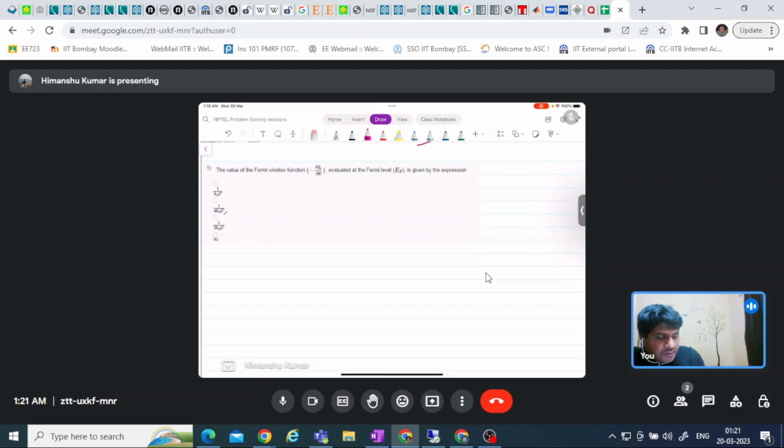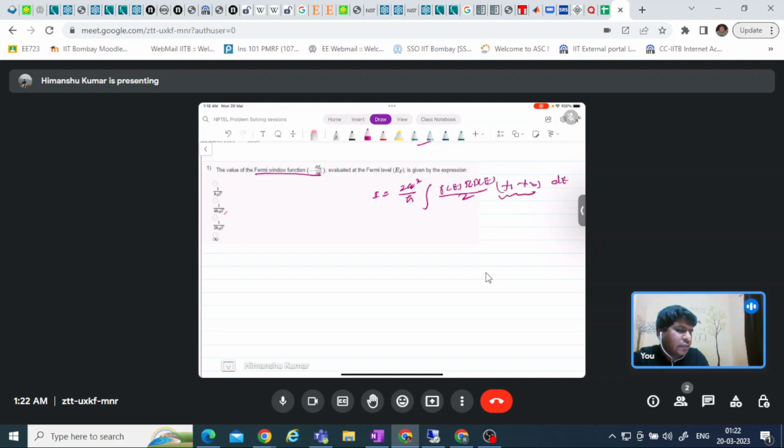The first problem asks: what is the value of the Fermi window function? So basically, what is the Fermi window function? If we talk about this current equation, it is equal to 2q² by h, gamma of E, pi, D of E by 2, f1 minus f2. So this f1 minus f2 is basically your window function.